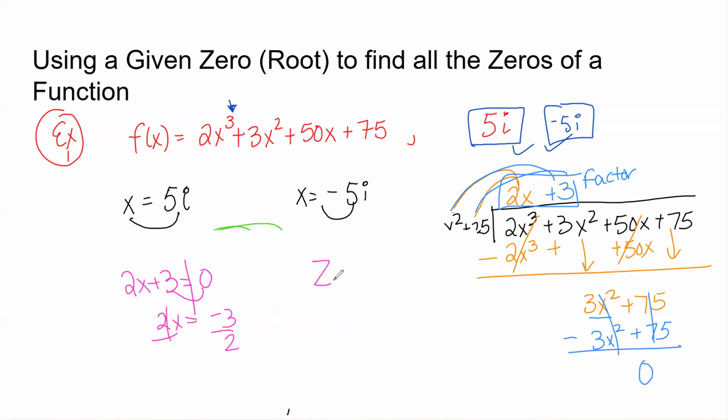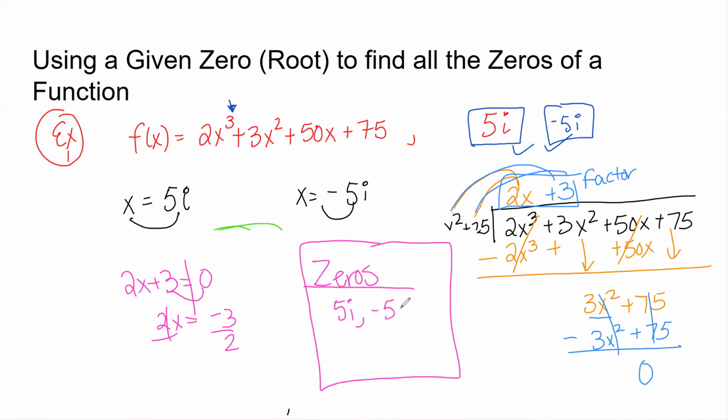So our final zeros of this cubic polynomial are 5i, that was given. Then from that, we got the negative 5i, because those always come in conjugate pairs. And then we did some work there, and we finally got the last zero of negative 3/2. Answer.